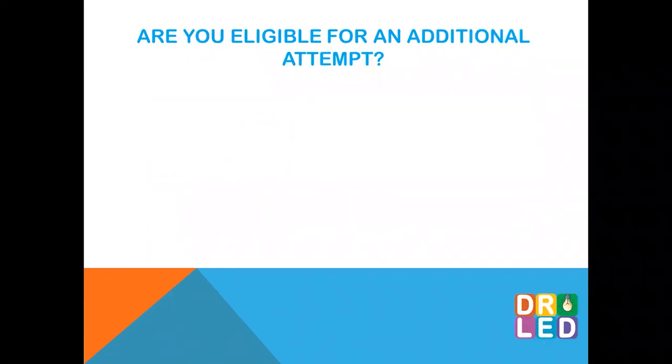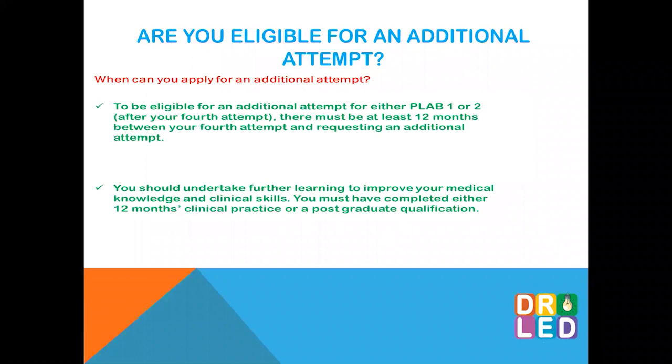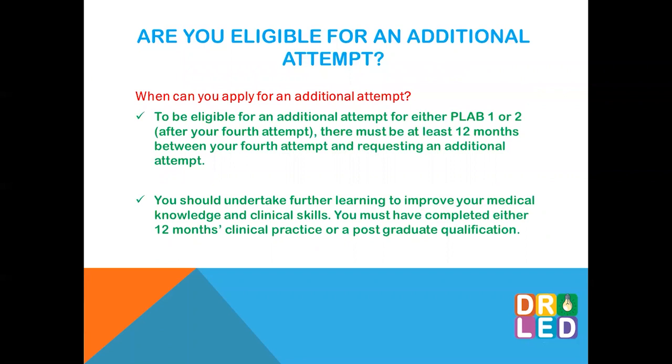Okay, so are you eligible for an additional attempt? When can you apply for an additional attempt? To be eligible for an additional attempt for either PLAB 1 or 2, after your 4th attempt, there must be at least 12 months between your 4th attempt and requesting an additional attempt, as we have mentioned earlier.